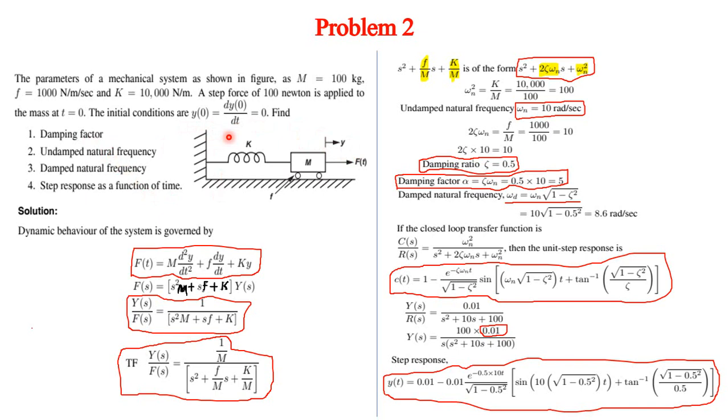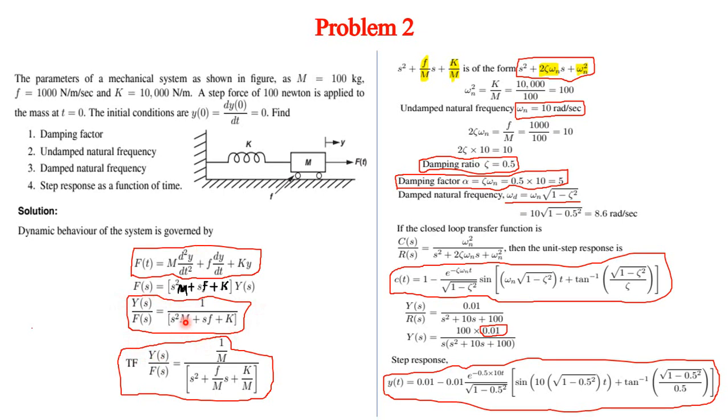We know that for a mass spring dashpot system, F of t is given by this relation, only y is replacing x: m d square x by dt square plus f dx by dt plus kx. I think instead of capital B, small f is used here. If we take the Laplace transformation with the initial conditions at 0, given in the problem, we get Y of s by F of s as this.